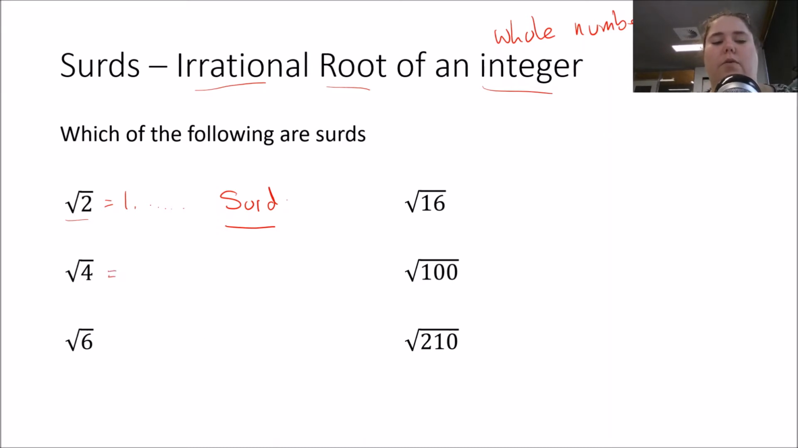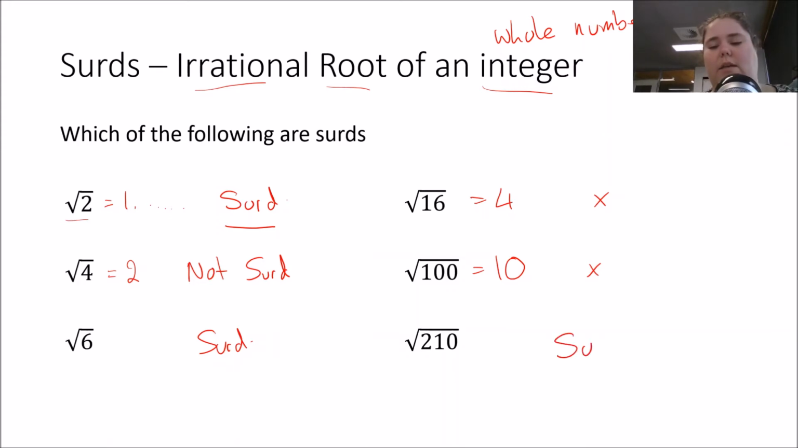Square root of 4, I can do that one. That equals 2. So that is not a surd. Square root of 6, well, it's not a perfect square, so that one is a surd. Square root of 16 equals 4, so it's not. Square root of 100 is 10, so it's not. Square root of 210. Bit harder, but that one is a surd. So we want to be able to identify surds.